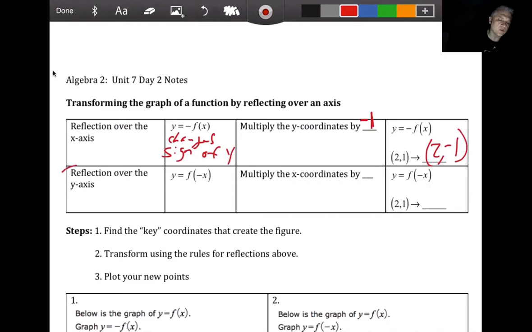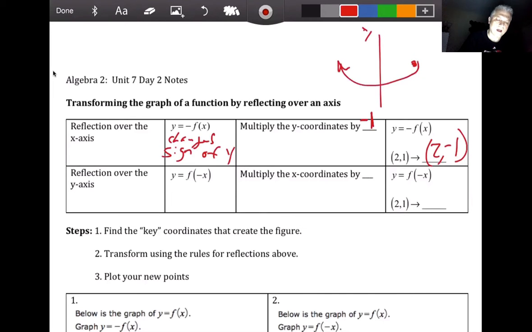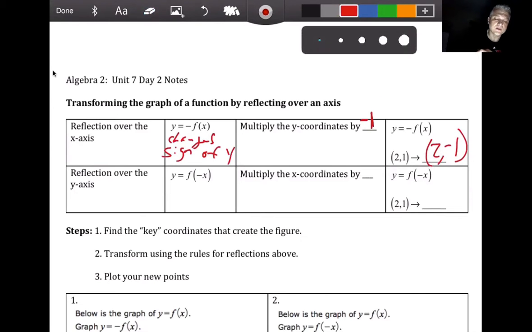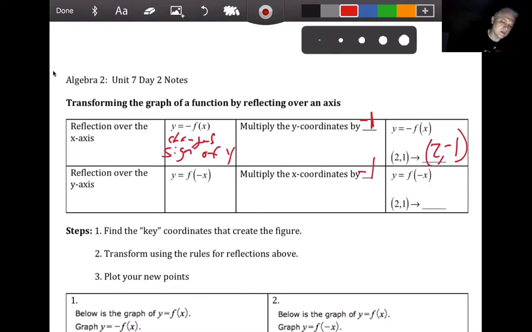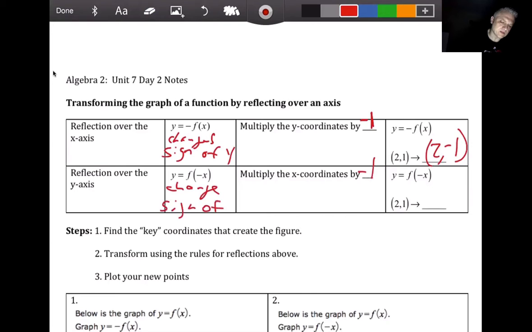If we're going to reflect over the y-axis, if you jump over the y-axis, here's the y-axis. If I have a point that's going to go over the y-axis, we're going to change the sign of x. So how do we change the sign of something? We multiply the x coordinate by -1. That's all there is to it. All you're going to do is change the sign of x. How do you do it? Multiply x by -1. If you have the point 2, 1 and you want to change the sign of the x, we are now going to have -2, 1.